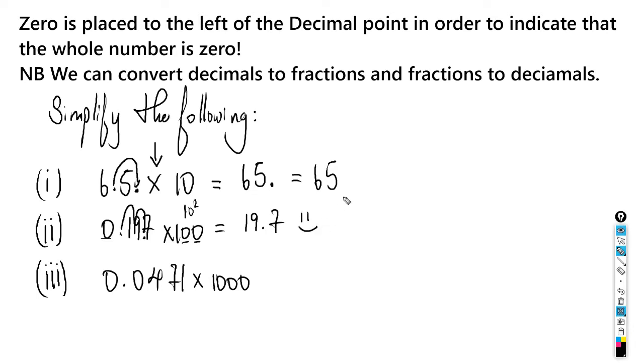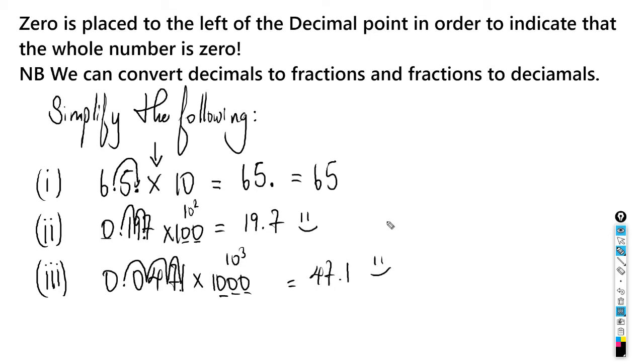All right, guys. Then this one now, we're going to move it three places. There are three zeros, and this would be 10 to the 3. So we're going to move it three places to the right. So this is 1, 2, 3. All right. So we'll end up with 47.1. All right, guys. Amazing, guys. It's beautiful, right? So great.